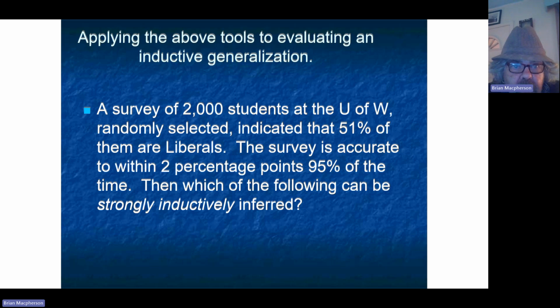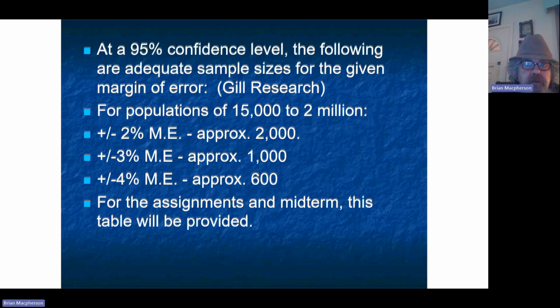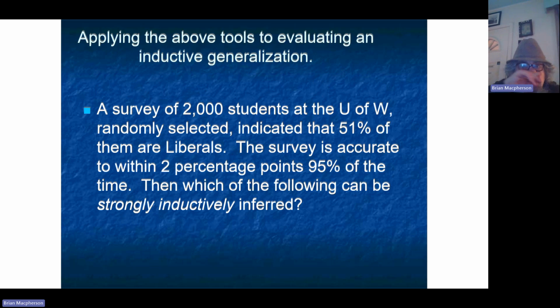If you go back to the research table on the previous slide, if you have 15,000 to 2 million, and we've got more than 15,000 students on campus, then you need about 2,000 individuals to have a margin of error of plus or minus 2%. So again, I've interviewed 2,000 students at the U of W, and I randomly selected them. Random selection helps to guarantee that the sample is going to be representative, that the demographics of the sample are going to be comparable to the demographics in the population.